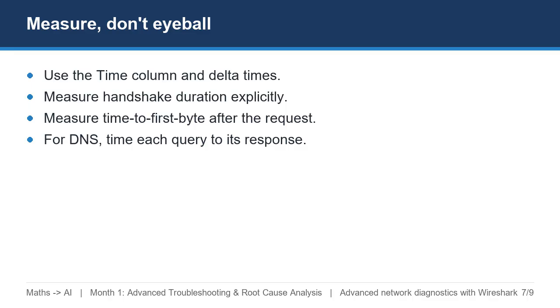Don't eyeball timing, measure it. Use Wireshark's time column and set it to show delta times between packets. Measure the handshake duration explicitly. Measure the gap between the client's request and the server's first response byte, that's your time to first byte. And for a suspected name resolution problem, measure the time between each DNS query and its answer. If resolution takes seconds while the data path is fast, you've just proven the latency lives in DNS.